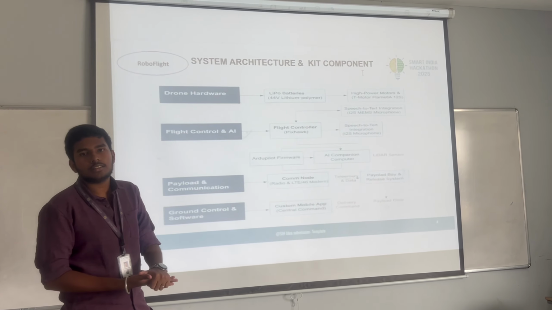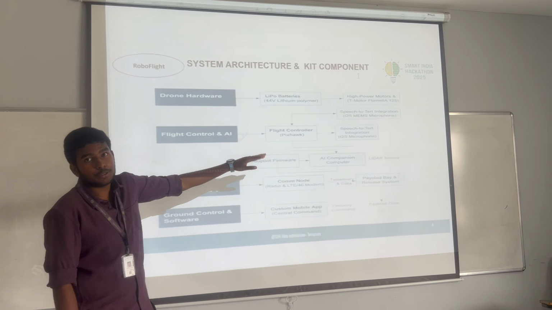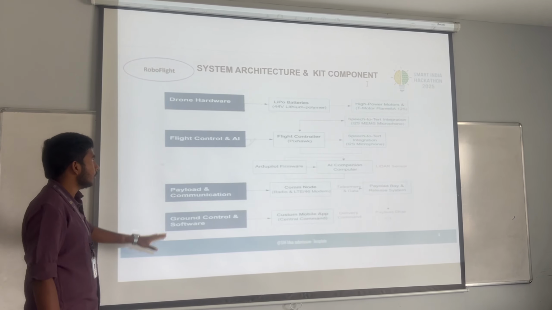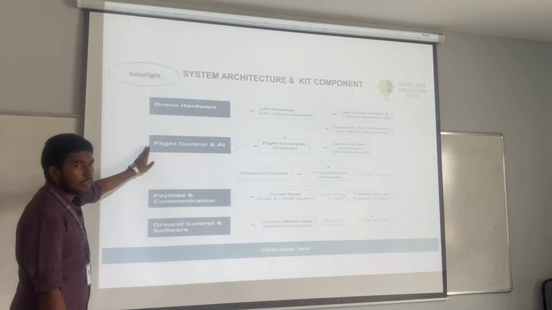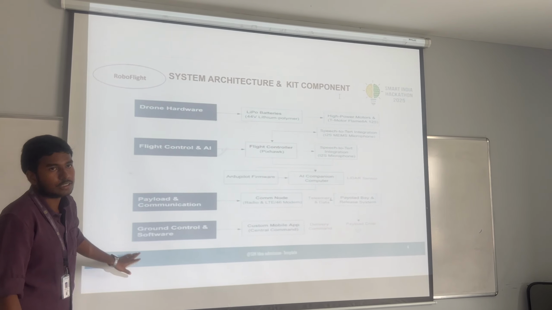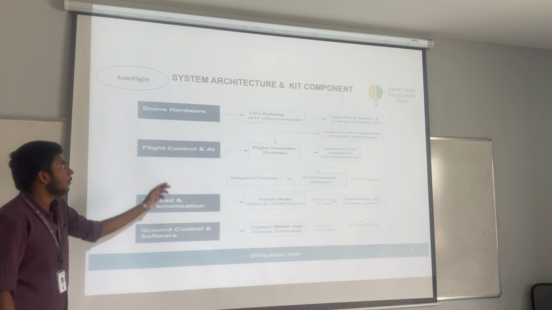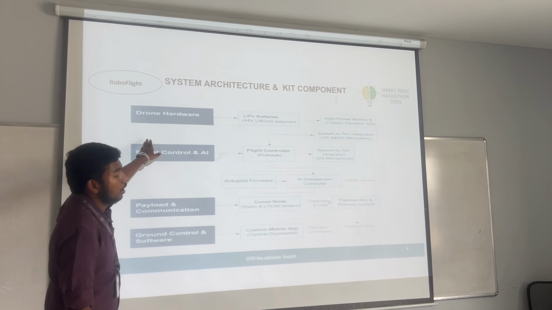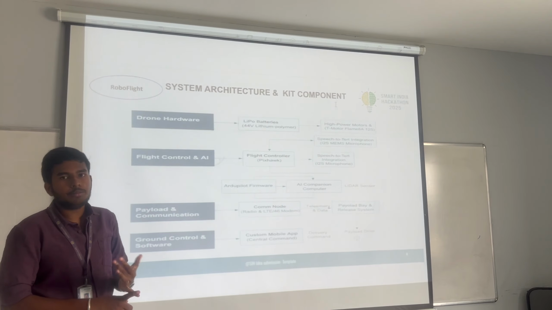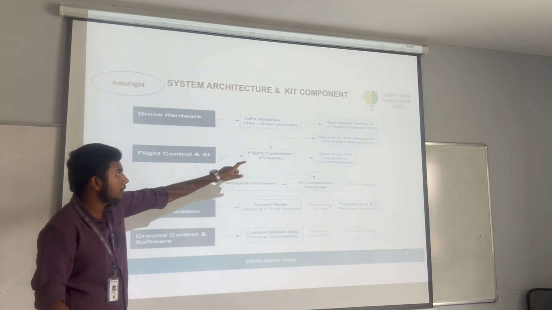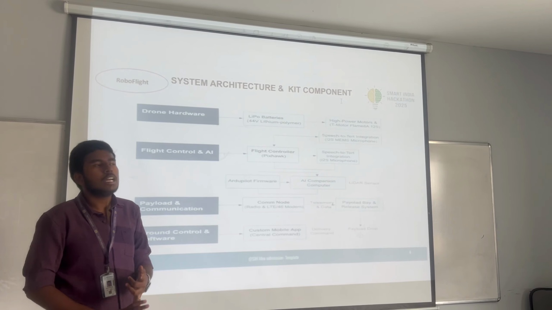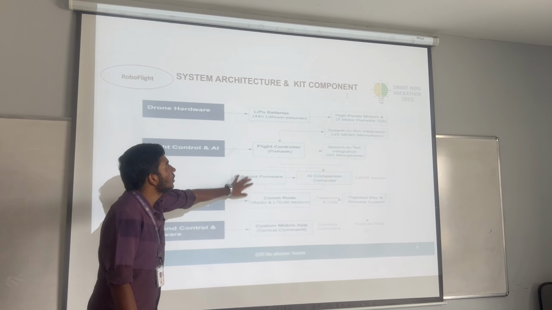Right now, we can look at the system architecture and kit components. There are four major categories: drone hardware, flight control and AI, payload and communication, and ground control and software. These four are the major parts. First, we can look over the drone hardware. Drone hardware is an octa frame, that is 8 propellers with high power and high speed motors. To supply the power, we are using a lithium-ion battery.